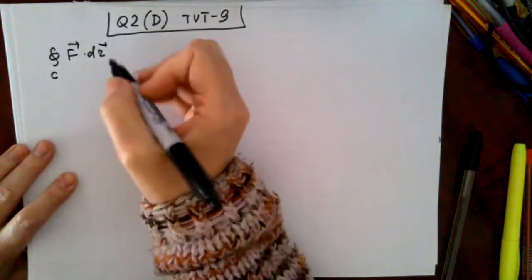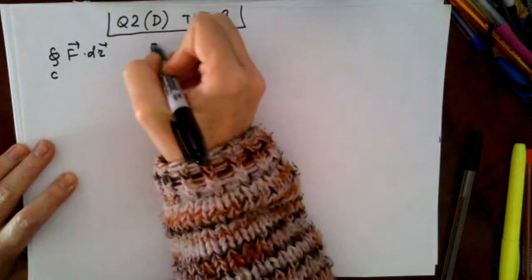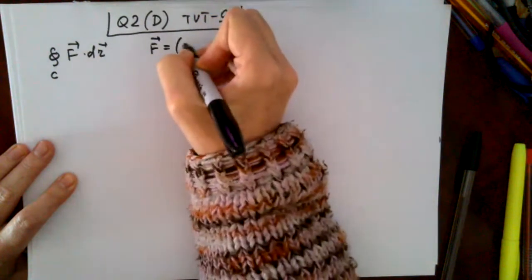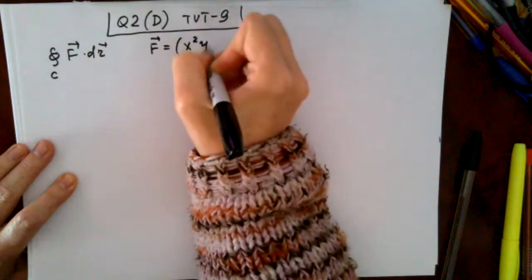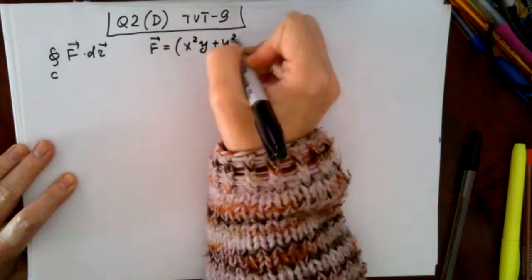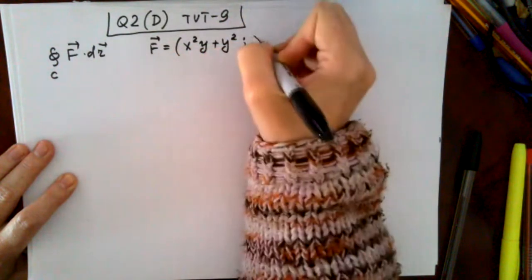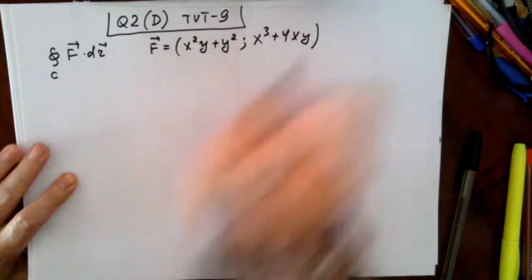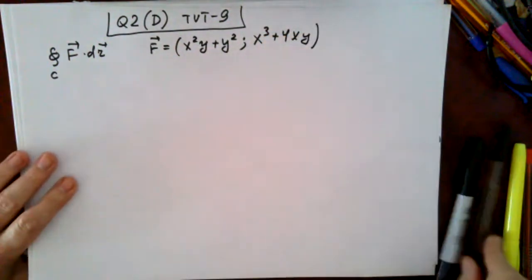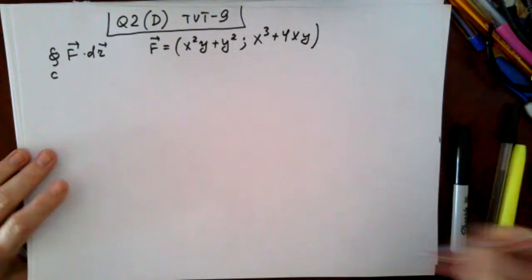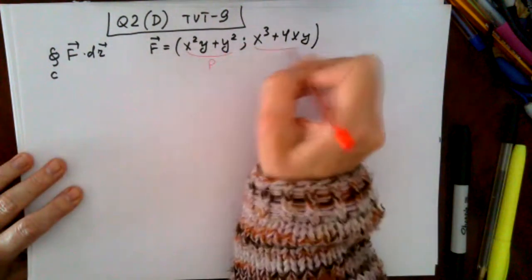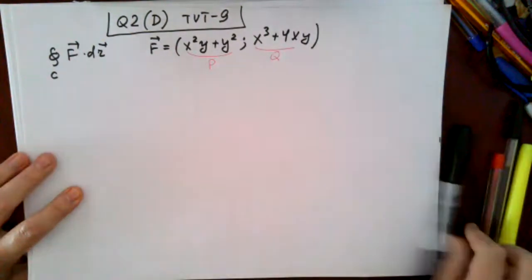So what exactly are you given? You are given a 2D vector field F. Let's copy it here. x squared y plus y squared is the first component, and the second is x cubed plus 4xy. So this is a typical 2D vector field with two components only. You remember pretty well that we used to denote them P and Q, shorthand notation.